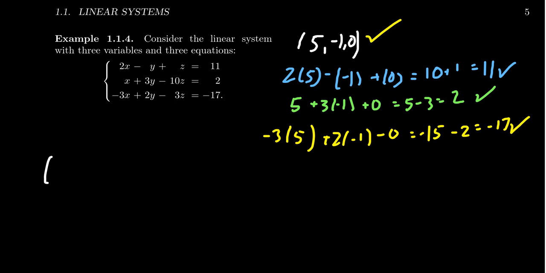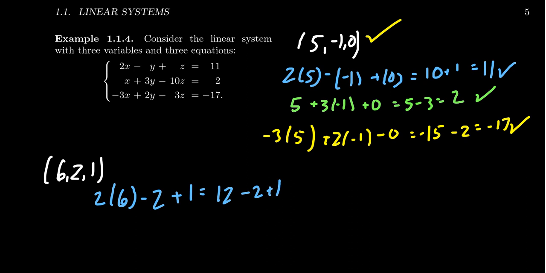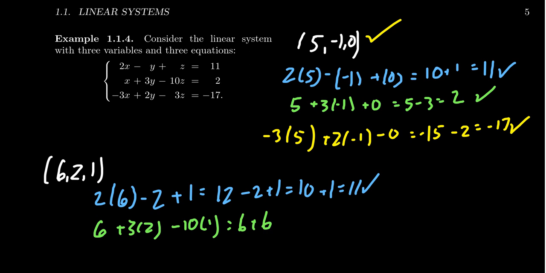This one has multiple solutions. A second solution you're going to see here is 6, 2, 1. If we put this into the first equation, we get 2 times 6 minus 2 plus 1. That equals 12 minus 2 plus 1. 10 plus 1, that gives us 11. That works. For the second equation, we get 6 plus 3 times 2 minus 10 times 1. So you're going to get 6 plus 6 minus 10. That will be 12 minus 10, which is equal to 2.